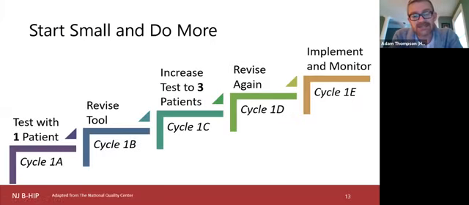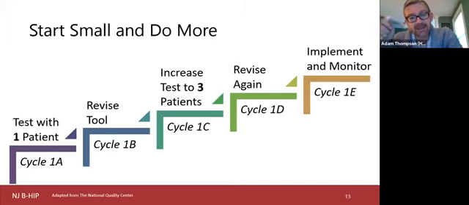When you look at how PDSA cycles link together, you want to have multiple cycles of change around one change idea. So in the example we were just talking about, the form, you would test it with one patient, right? That's your first cycle, cycle 1A. And then after you've had that test of change, you would drop back with your team and make whatever revisions to the tool needed to be made.